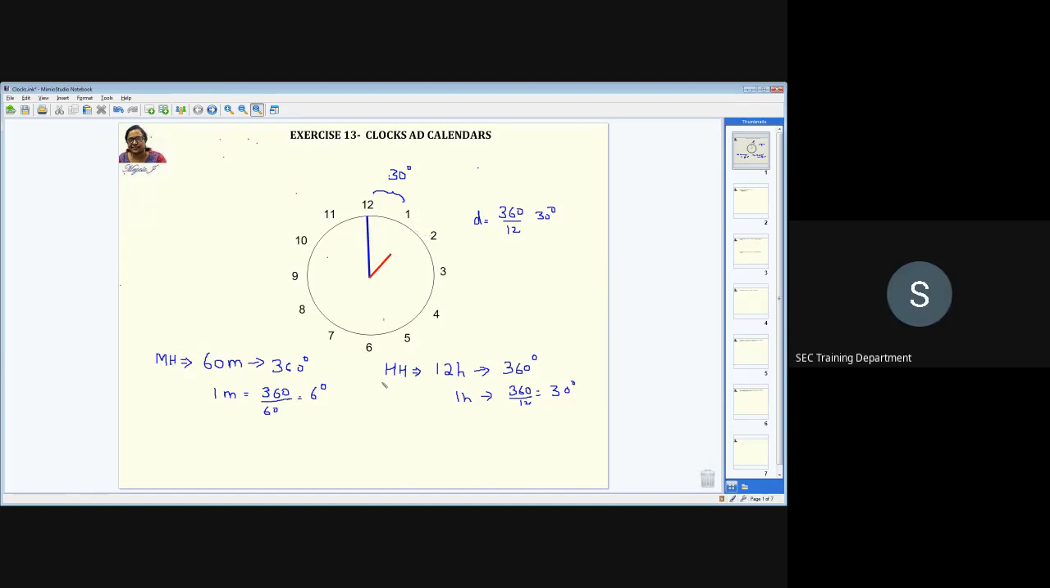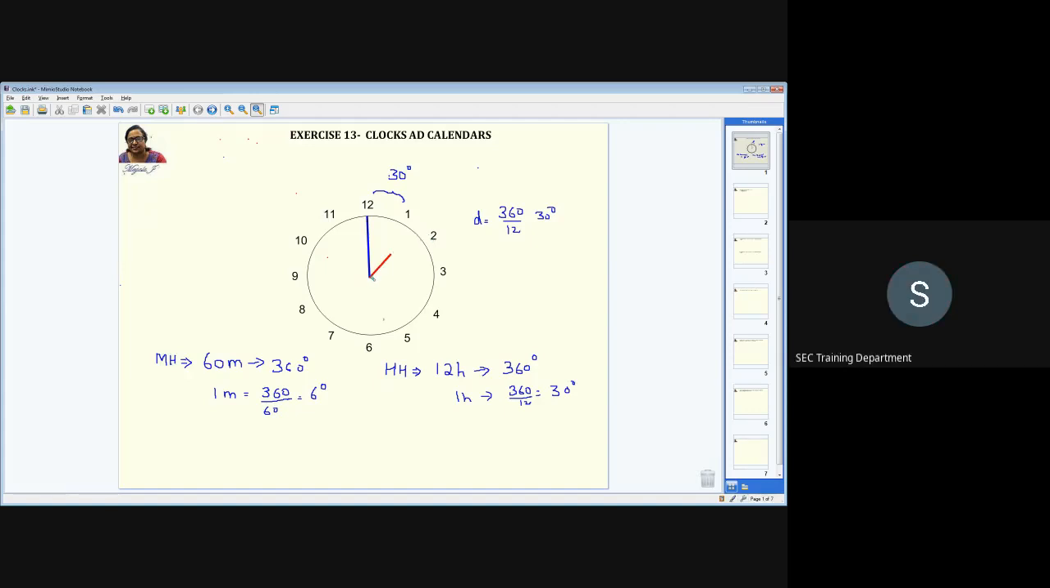But there is one more thing which you have to find out here. You know what the minutes hand is and how much it is moving, and you know how much the hours hand is moving. But another thing is, suppose I say the time is 2:30. Where will this hour hand be? Will it be at 2?